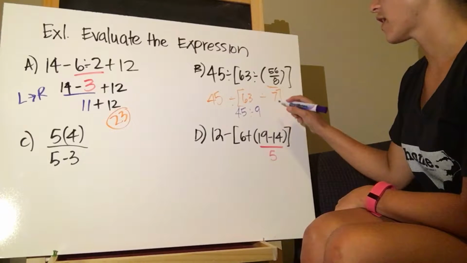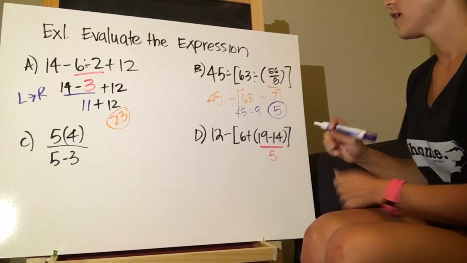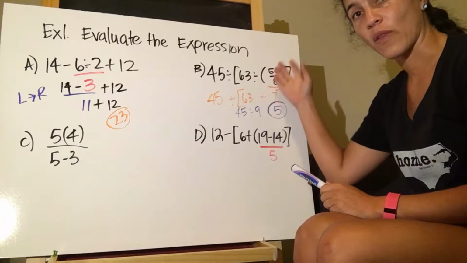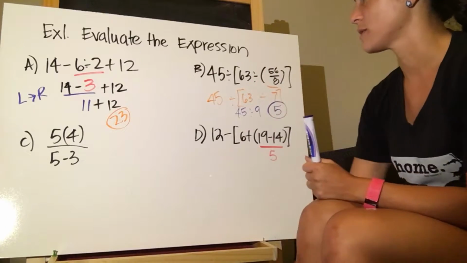And then 45 divided by 9 is 5. So I have evaluated this expression starting with my grouping symbols, the inside and then moving out.